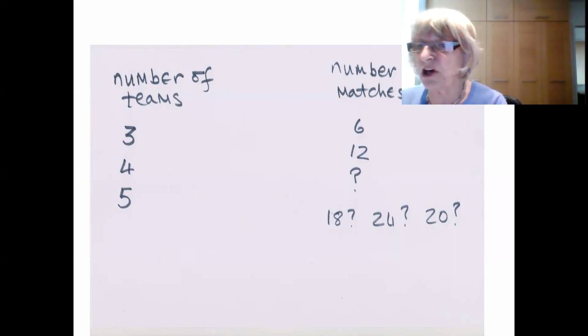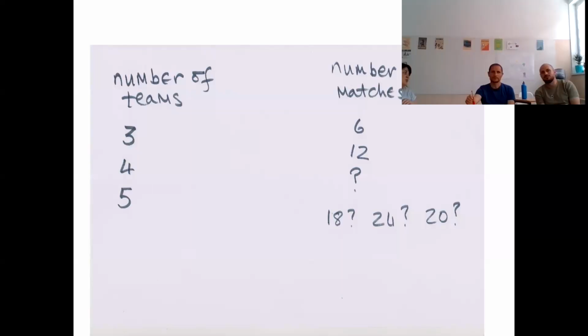Can you talk to each other about what number you think will be for 5? Look at your models, look at your diagrams, and how many matches will there be? There are a few different logics that we can follow.